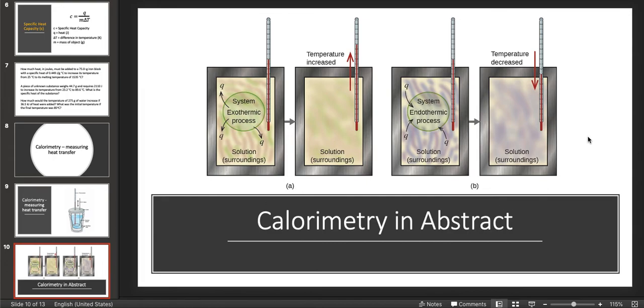Take a moment to look at this and be able to tell yourself which direction heat is flowing in this exothermic process, what's happening to the temperature of the solution, what's happening to the temperature of the system. And do the same for the endothermic process. Just get them clear in your head and solidified.